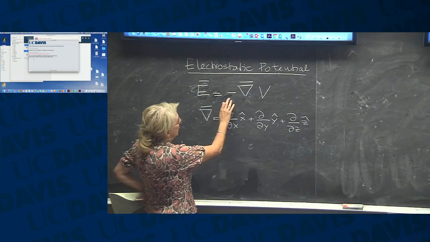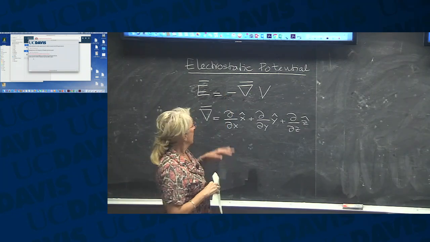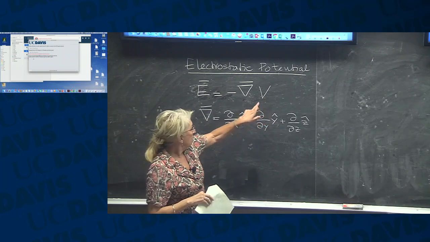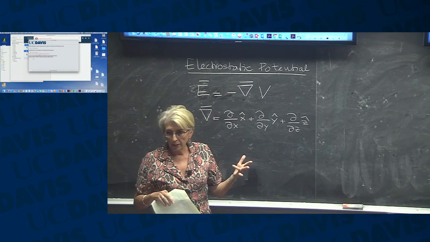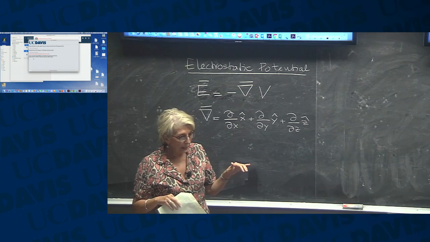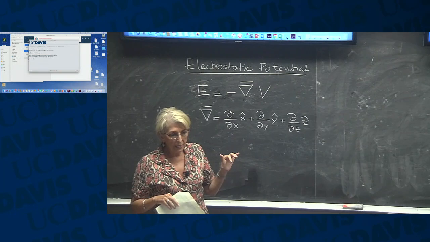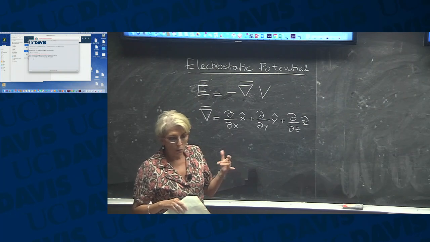Now, this is a fundamental equation, and as a matter of fact, the reason V is a physical entity and we can measure it is because it's related directly to another physical entity, which is the work. So what does that mean?